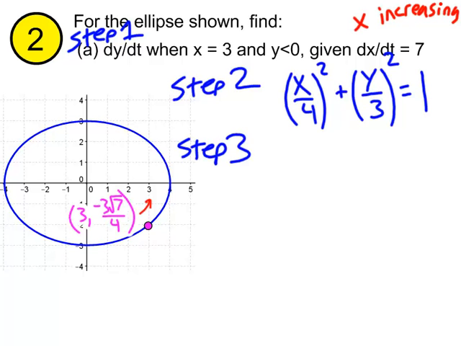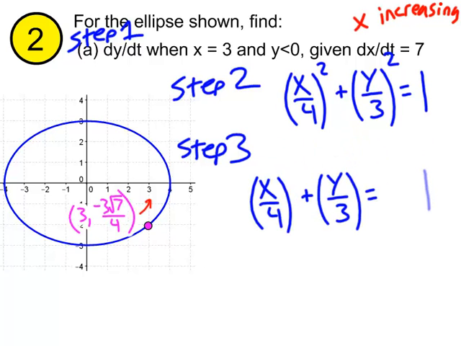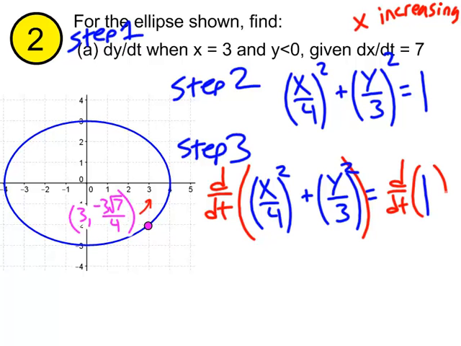Step 3, let's copy these two down here. And step 3 says that we are going to differentiate both sides of the equation with respect to time t. That means d over dt of both sides. Oops, somehow I lost the exponents there. Let me put them back in. D over dt of both sides.